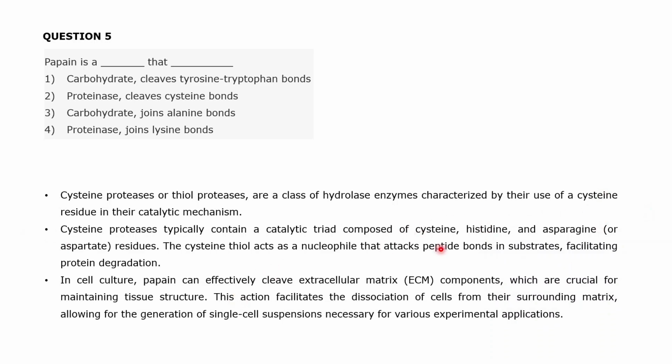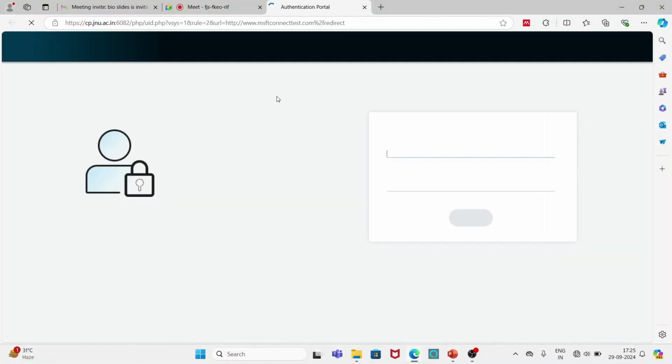So this cysteine thiol group acts as a nucleophile, and a nucleophile means that it has the capability to give out electrons, right? Electrophile means that it attracts electrons, nucleophile means that it gives out electrons. Or it has the tendency to attract protons to itself. So that attacks the peptide bond in that particular substrate, facilitating protein degradation.